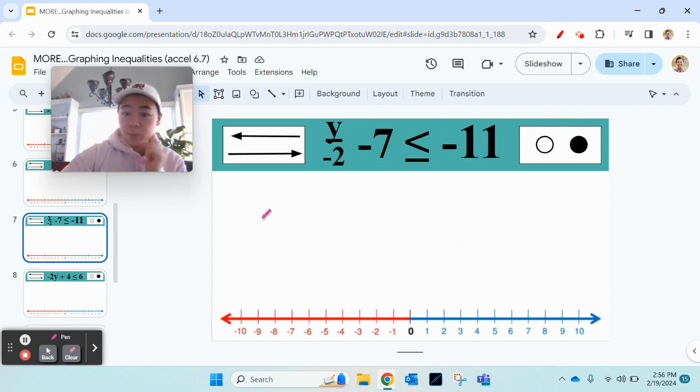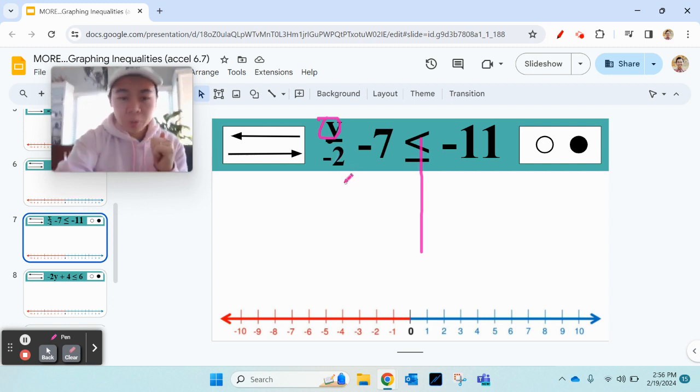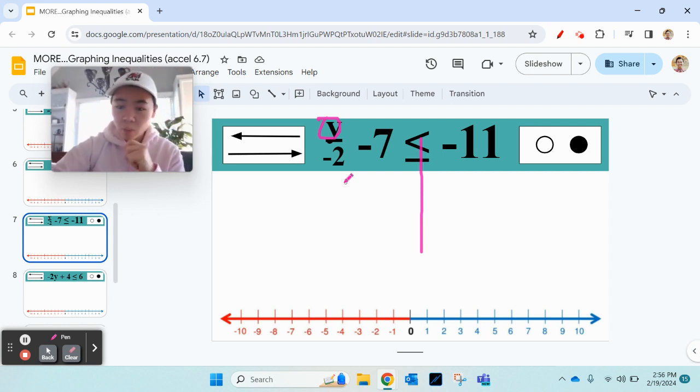All right, here we go. Now we have a two-step problem. I see a lot more numbers. Follow the same steps. Here's y. Draw a line down. Check out what's happening to your y. There's a fraction, so it's being divided by a -2. Remember, if your variable is being multiplied or divided by a negative, what's going to happen? Your sign's going to flip.